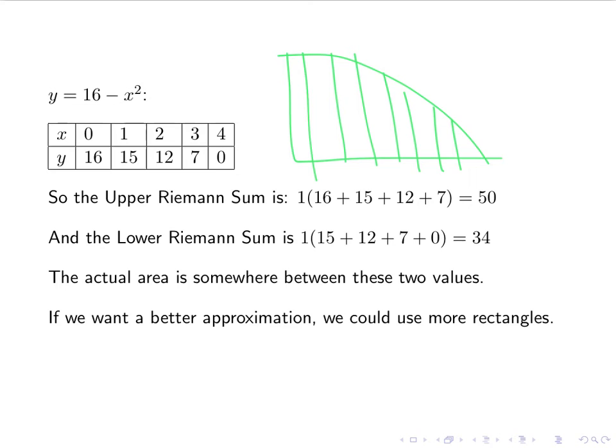And again, I know that the actual area is between those 2. So if my upper Riemann sum gets lower and my lower Riemann sum gets higher, then I'm getting closer and closer to the actual area. Okay, and that's kind of the idea behind this.